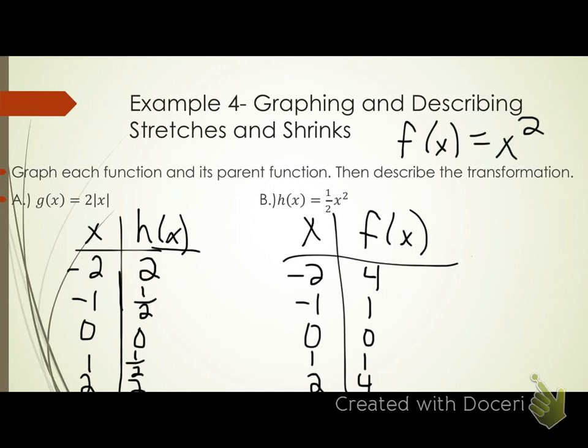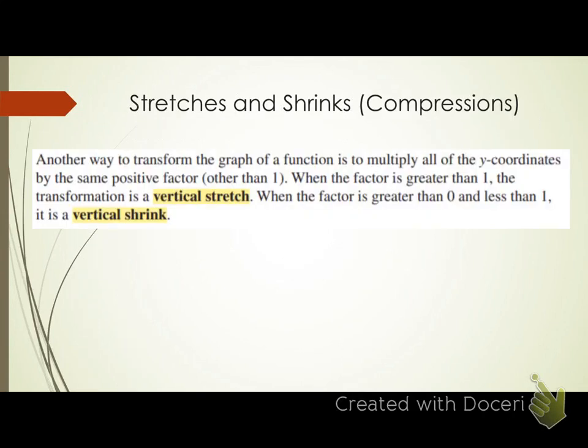Do you think this is going to be a vertical stretch or a vertical shrink? Okay, well you got it right. Yes, because it's between 0 and 1. Very good. My factor is 1/2, correct? Multiplying all my outputs by 1/2, bringing them down. So, when the factor is greater than 0 and less than 1, aka between 0 and 1, I know it's going to be a vertical shrink. So it's going to be like I'm shrinking it towards the x-axis. So it's going to be getting wider as opposed to more narrow.